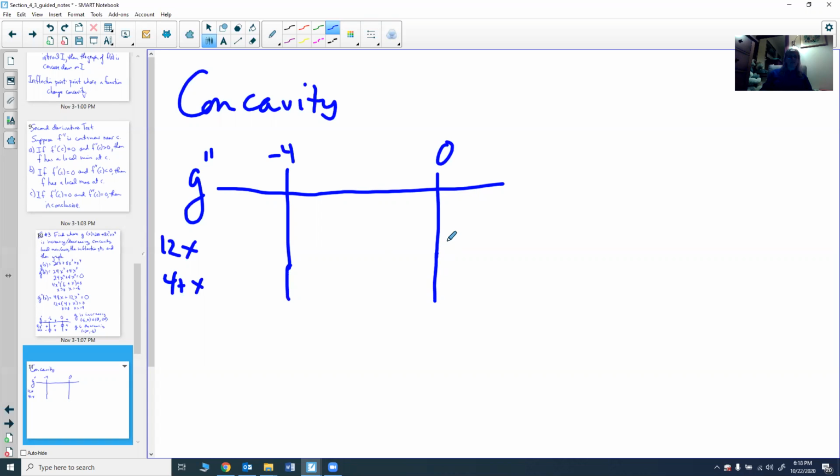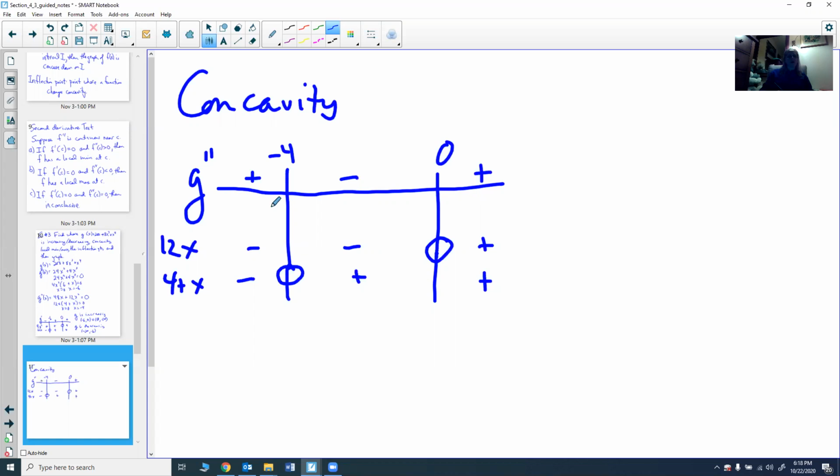So 12x is 0 at 0. If you take a number less than 0, 12x will be negative. If you take a number bigger than 0, 12x will be positive. 4 plus x was 0 at -4. Take a number less than -4, like -5, you get a negative number. Take any number bigger than that, you'll get a positive number. Then you have negative times a negative, that's positive. Positive times a negative is negative. Positive times a positive is positive.